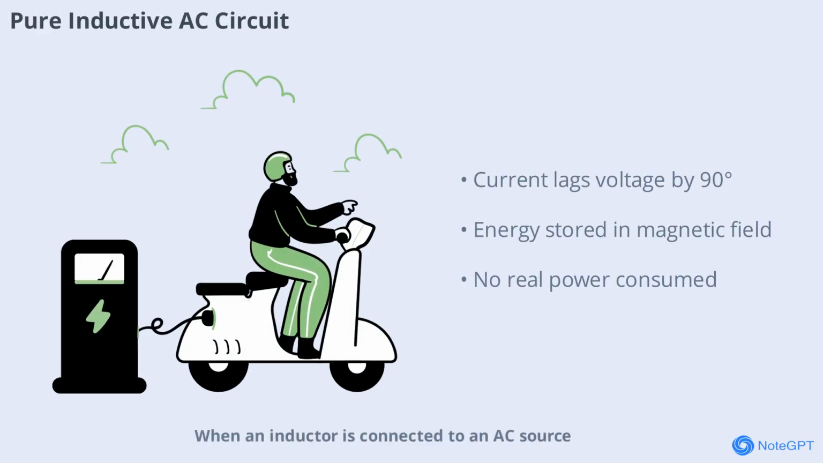When an inductor is connected to an AC source, the current lags behind the voltage by 90 degrees. This is because inductors resist changes in current, storing energy in a magnetic field. In a pure inductive circuit, no real power is consumed. Instead, energy is alternately stored and released by the inductor. Understanding this phase relationship is crucial for analyzing more complex AC circuits that include inductors.